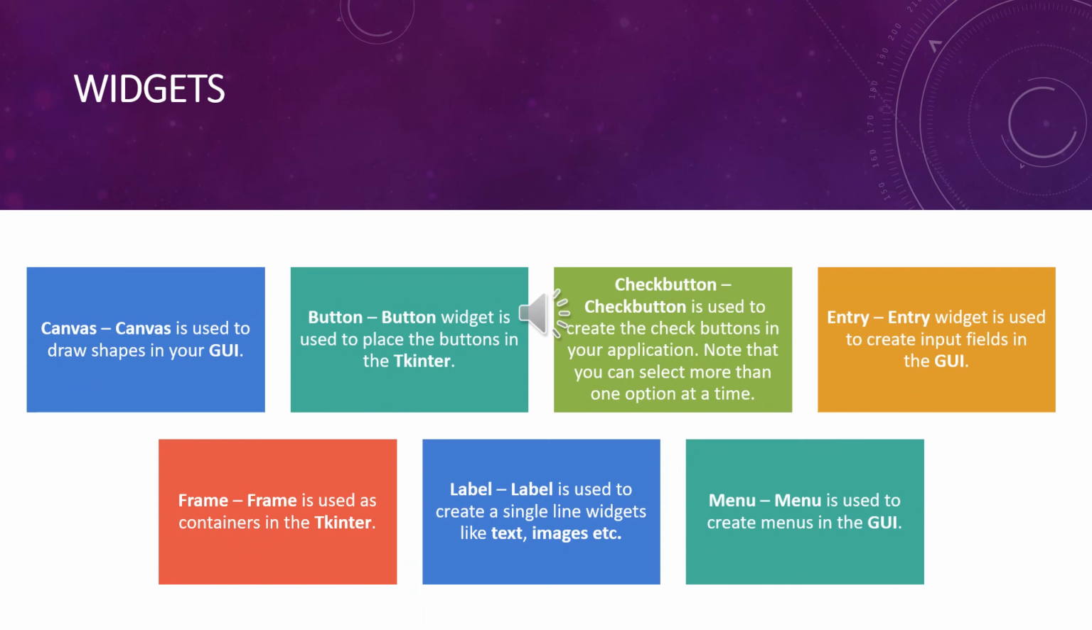Some more widgets, like canvas. Canvas is used to draw shapes in our GUI. Then we have check buttons, for example, if we have some options where we have to select the gender, like male, female, then we can use a checkbox, the check button. Then we have entry, which we have already seen, and then frame, and label, and menu. Menu is used for creating menus in the GUI application. We'll see them one by one in our program in PyCharm.